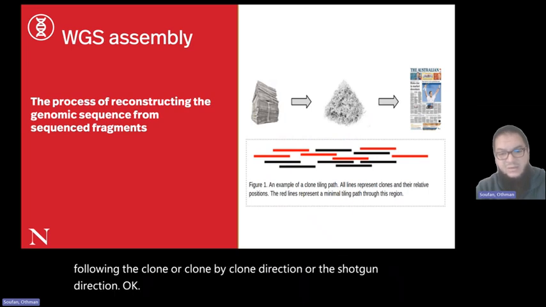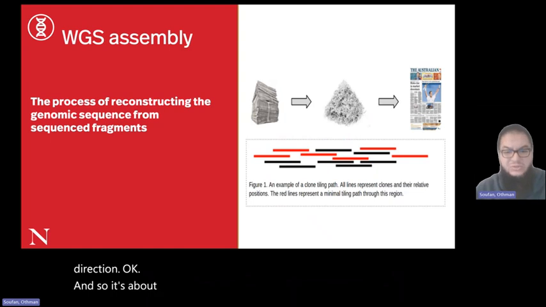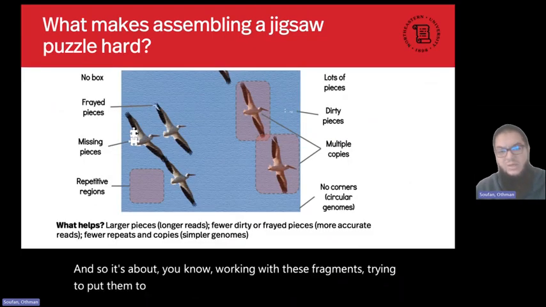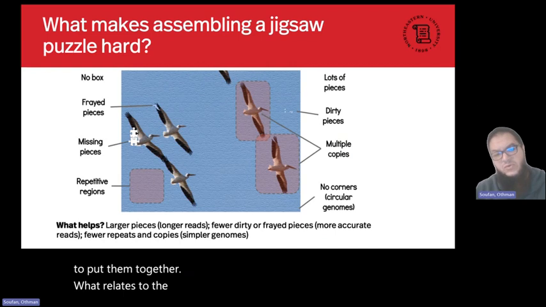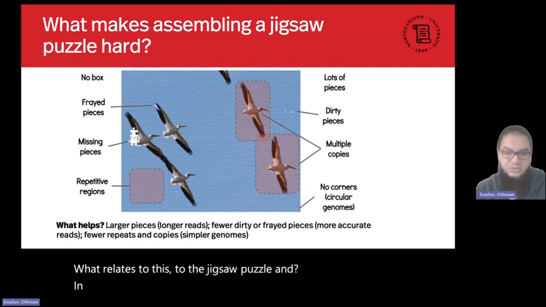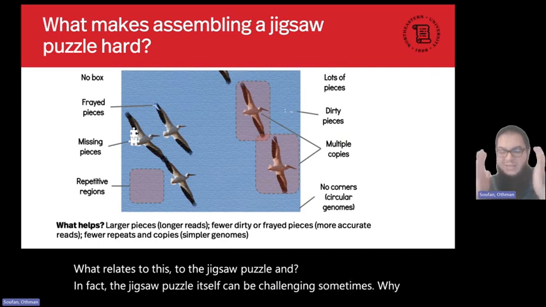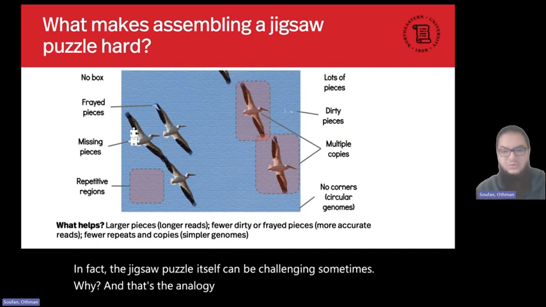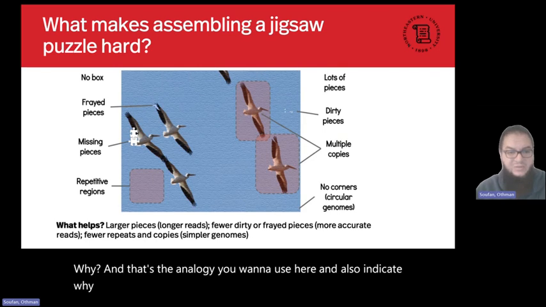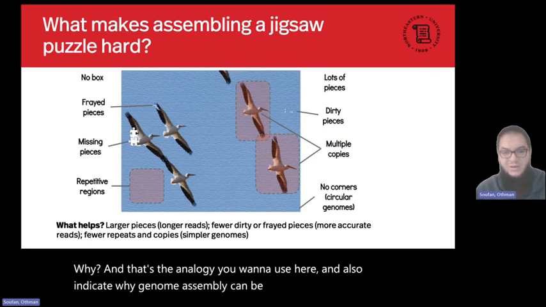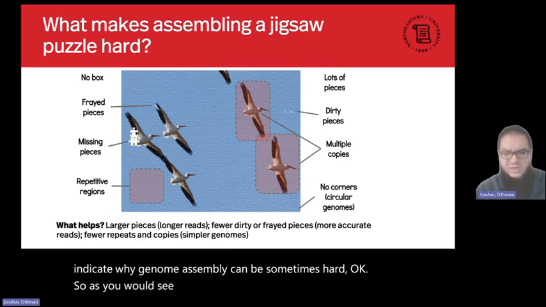And so it's about working with these fragments, trying to put them together. What relates to this is the jigsaw puzzle, and in fact, the jigsaw puzzle itself can be challenging sometimes. Why? That's the analogy we want to use here, and also indicate why genome assembly can sometimes be hard, okay? So as you would see here, there are different highlights of different ideas.